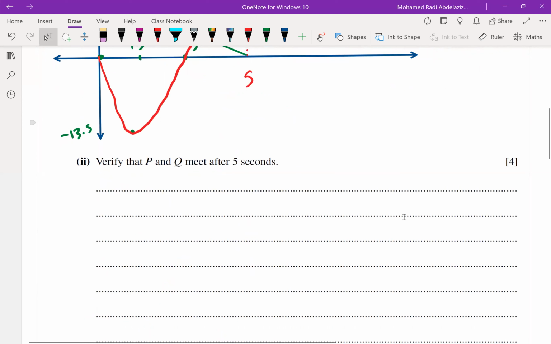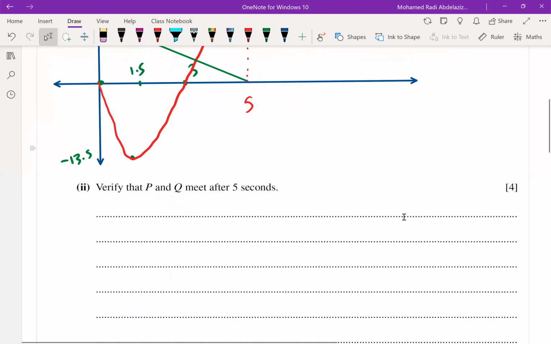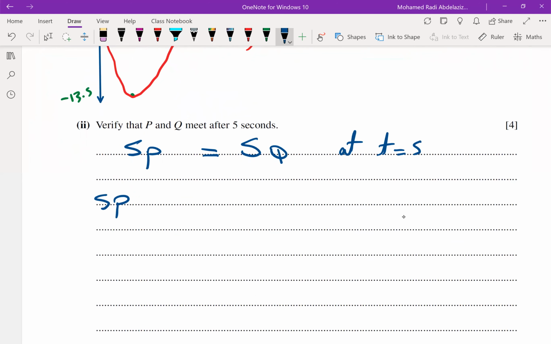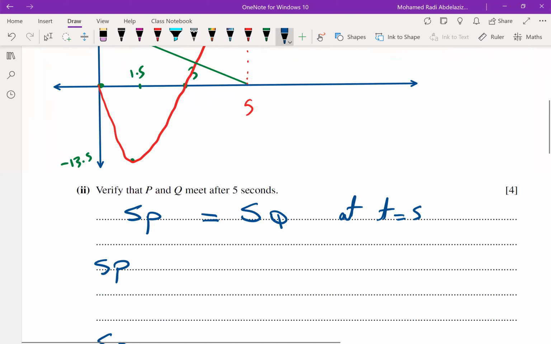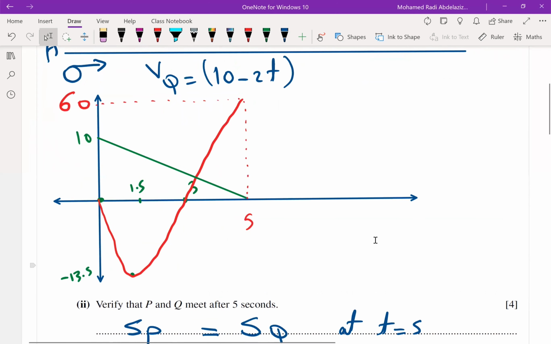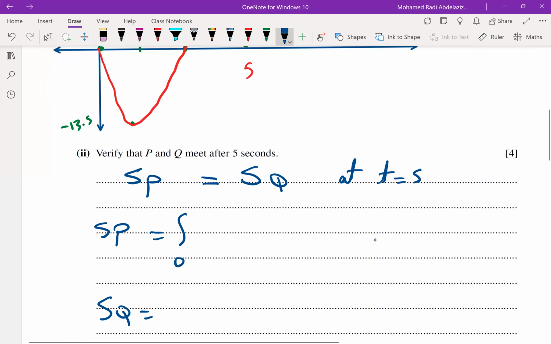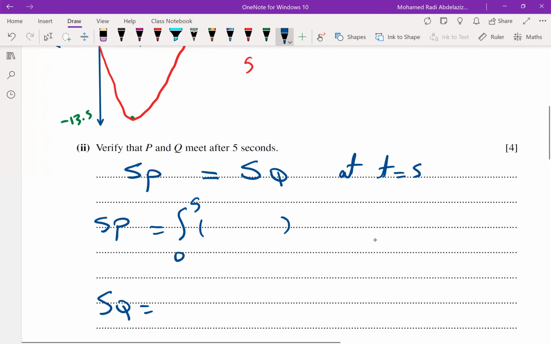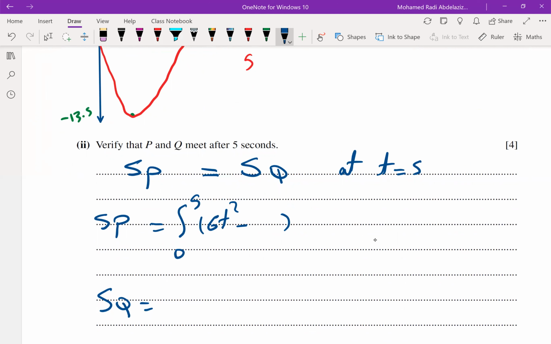Second part: verify that P and Q meet after 5 seconds. This means you have to show that SP is equal to SQ at t equal to 5. You can use the integration method to get S of P and S of Q. Then you have to show that both are equal. Let's start with P. For P, integrate from 0 to 5 the expression 6t squared minus 18t, by dt.